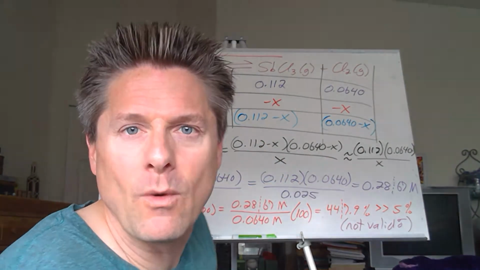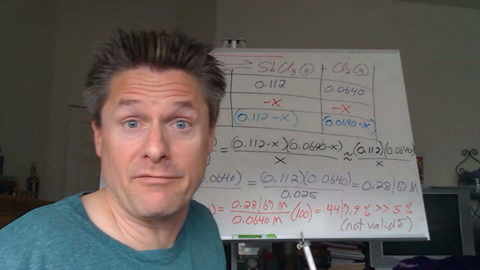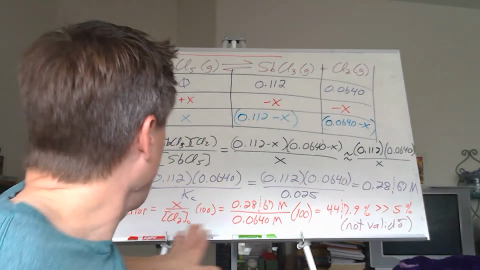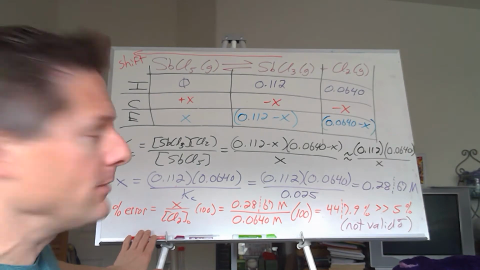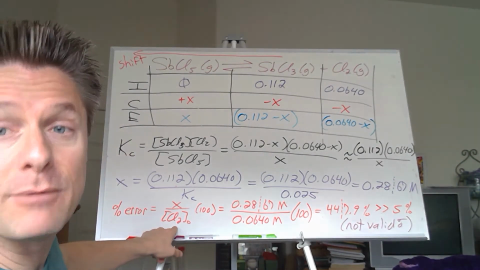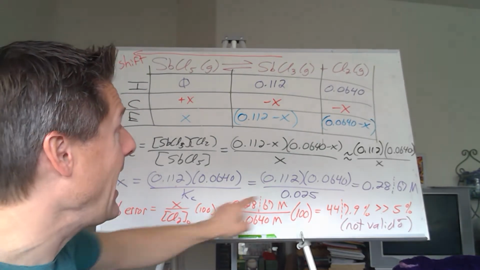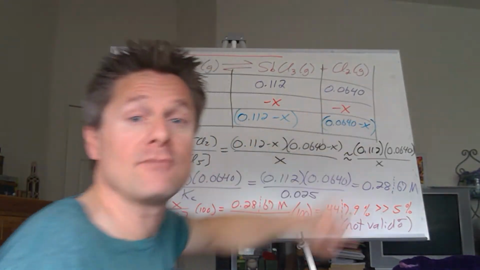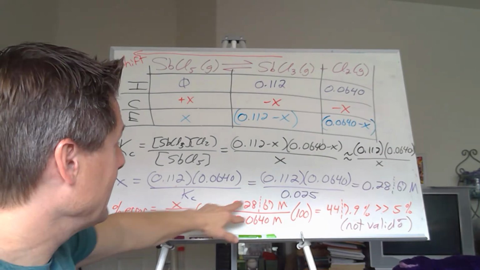I always test the one that's going to give me the higher percent error, because if it doesn't work for that one, yeah, we're toast, right? So I went ahead and did that. I said, here's my percent error. It's going to be the amount of the change divided by the initial amount of the chlorine gas, because that's the lower value, right? So I picked that one. I'm going to calculate that ratio.